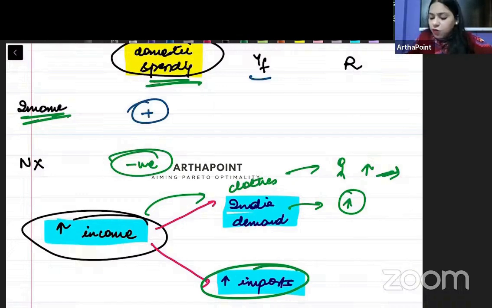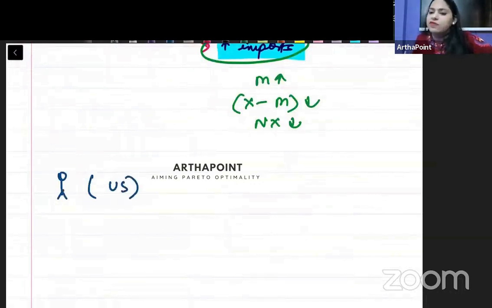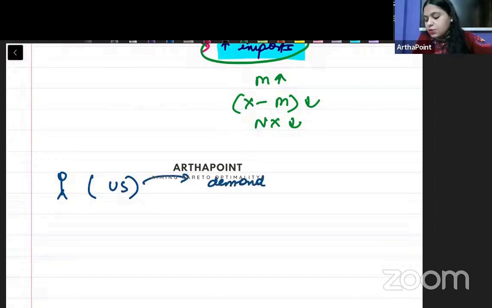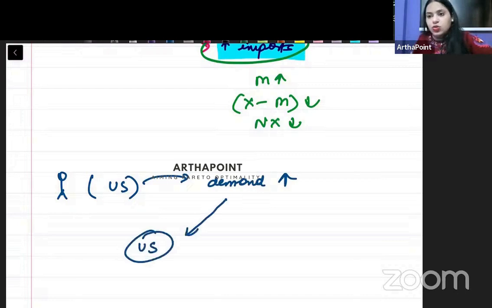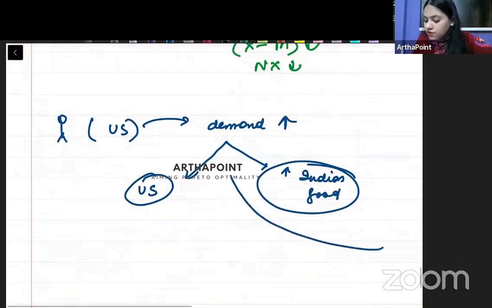Now think about foreign income. If a person sitting in the US has his income increase, what will he do? Beta, he will demand more goods. His income increased, so he will increase his demand. He can spend either on goods within the US or he can increase his demand for Indian goods. The goods that go from India to the US, he will increase his demand for those. So what we are exporting will increase.